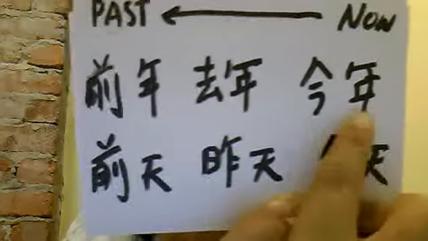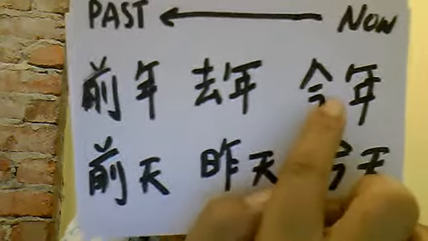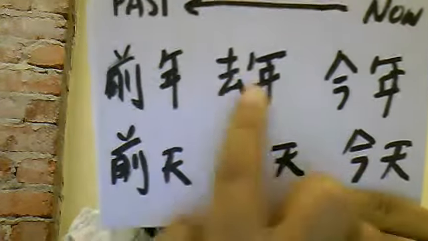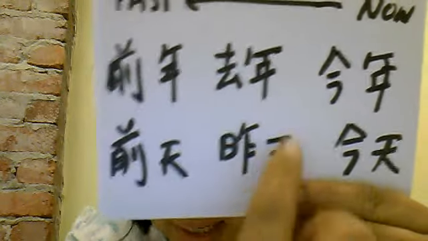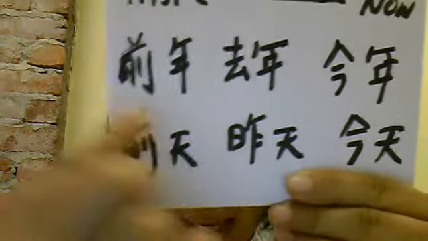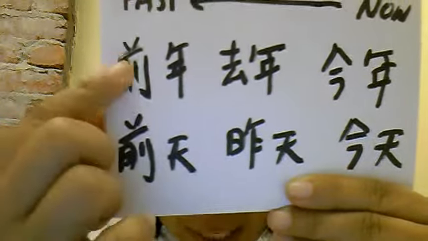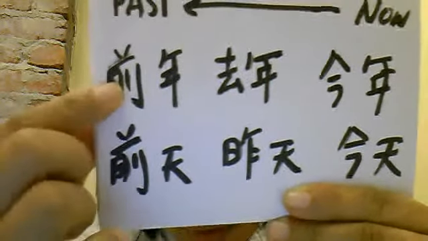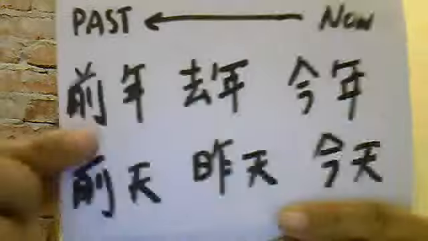So 今年, 今天, this year, today, 去年, 昨天, last year, yesterday, 前年, 前天, the year before last year, the day before yesterday.